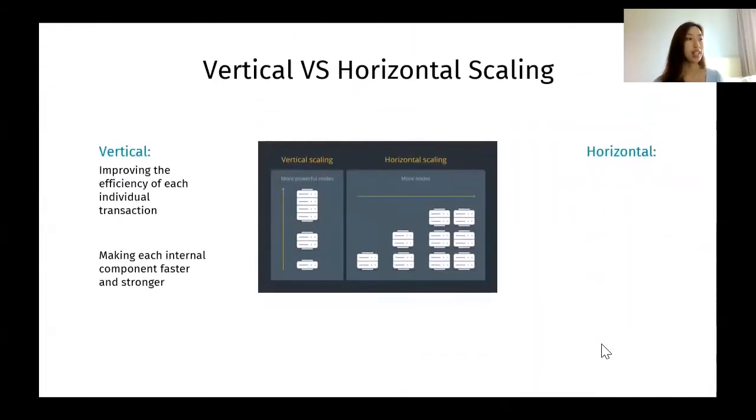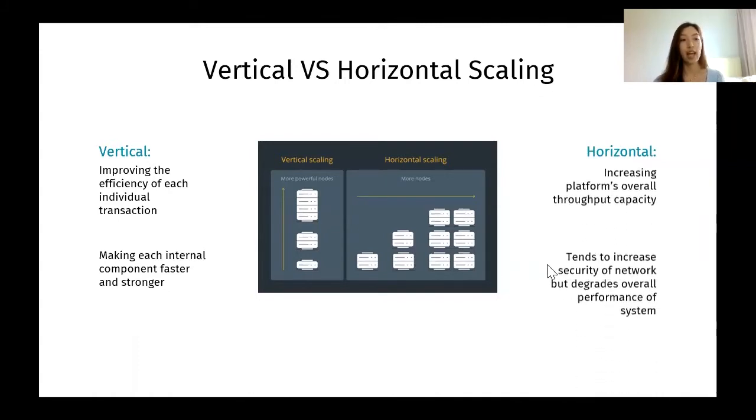So for vertical scaling, it's done by improving the efficiency of each individual transaction. Something to consider is vertical scaling means making each internal component of a system faster and stronger, but this would require supercomputer nodes, which means only a selected few individuals are capable of running such nodes. And then for horizontal scaling, it's achieved through increasing the platform's overall throughput capacity, which just means its processing capability. And something to consider would be how horizontal scaling tends to increase the security of a network, but generally results in the overall performance of the system being degraded.